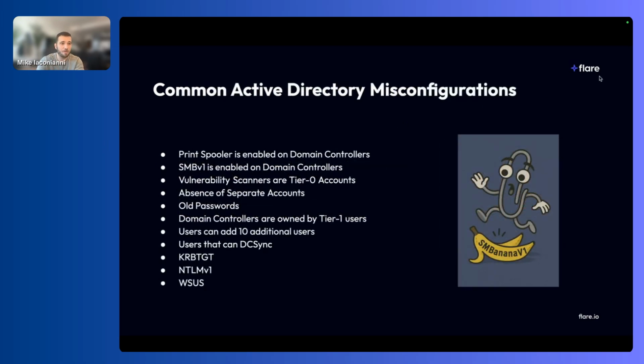So next, we have a fun hodgepodge of various Active Directory misconfigurations. I said the first one earlier, but print spooler is enabled on domain controllers. The PrintNightmare fiasco from a couple years ago. I can't tell you how many domain controllers I saw that had print spooler enabled. Honestly, way too many. It's something that I'm still surprised we're seeing in 2025, but it's something we'll probably continue to see. Another one is SMBv1 is enabled on domain controllers. This is a really rough one, especially in hospitals.